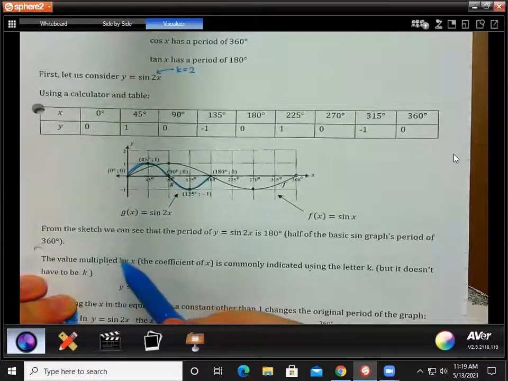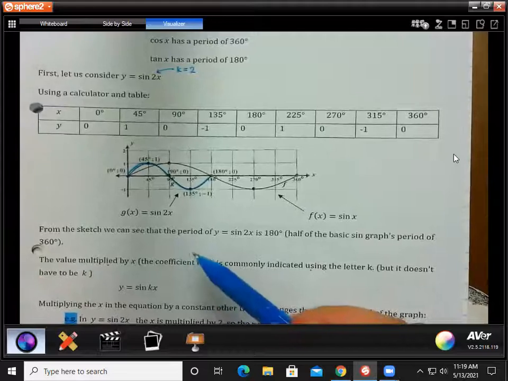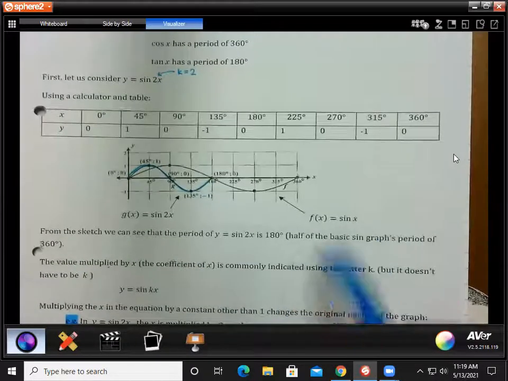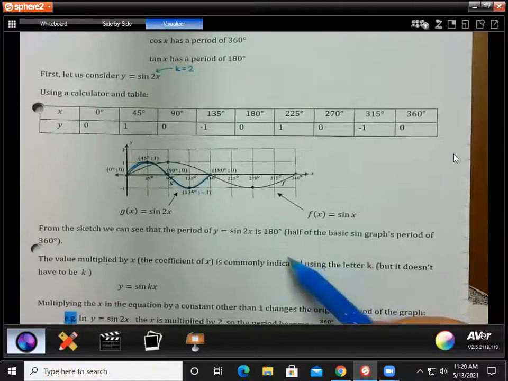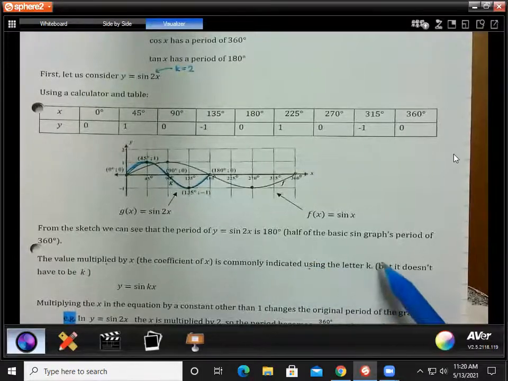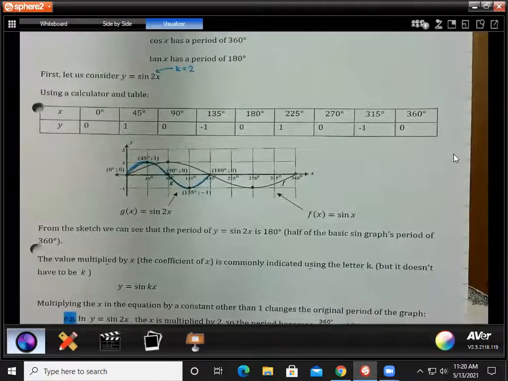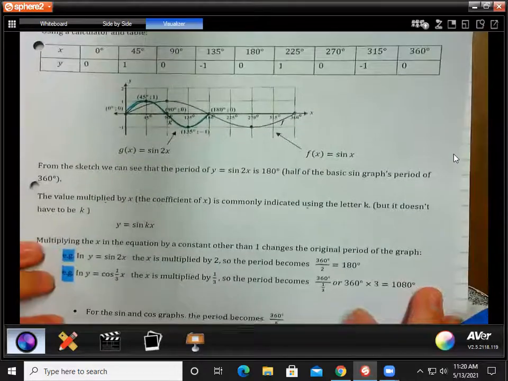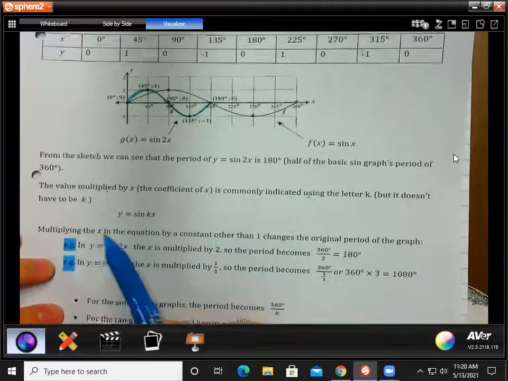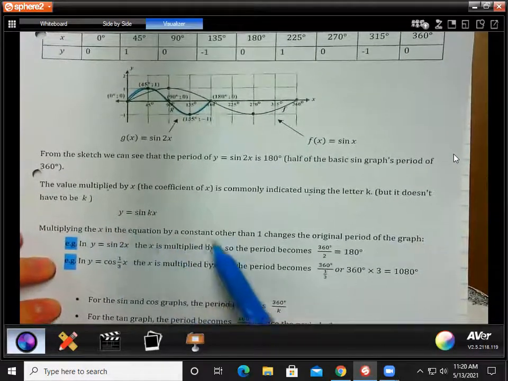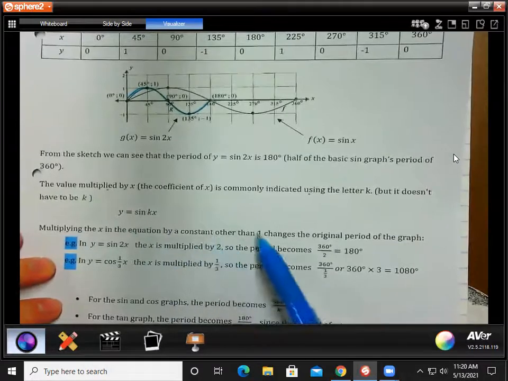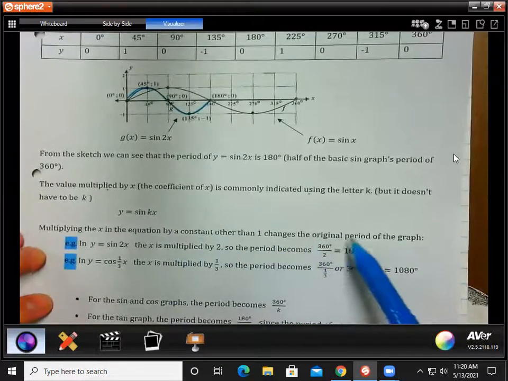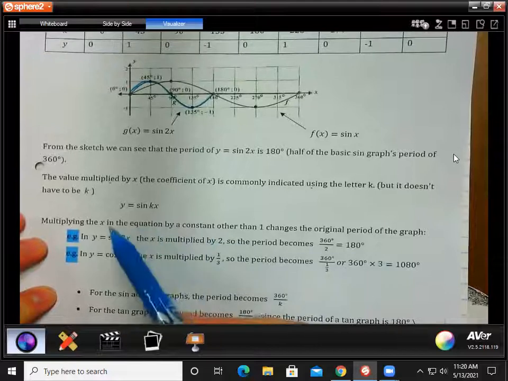So the value multiplied by x, the coefficient of x, the number in front of x, is commonly indicated by using the letter k. It doesn't have to be k, but we just use k. It's also used in the textbook. Multiplying the x in the equation by a constant, a number other than 1, changes the original period of the graph. Okay, here they've listed it.